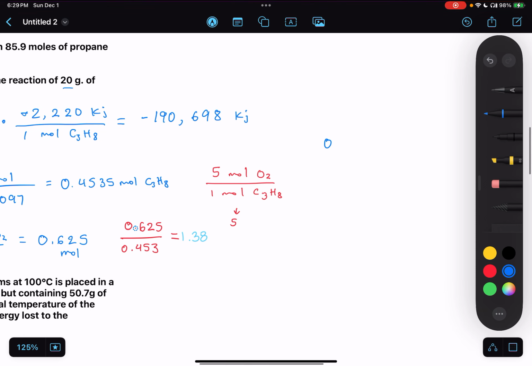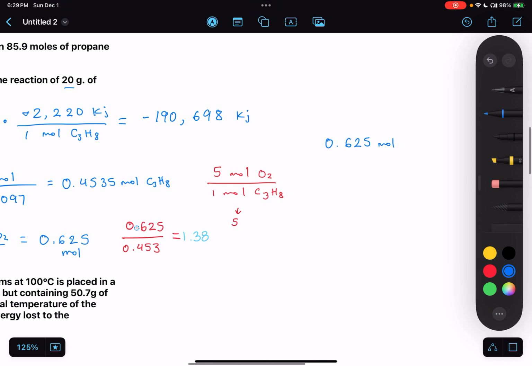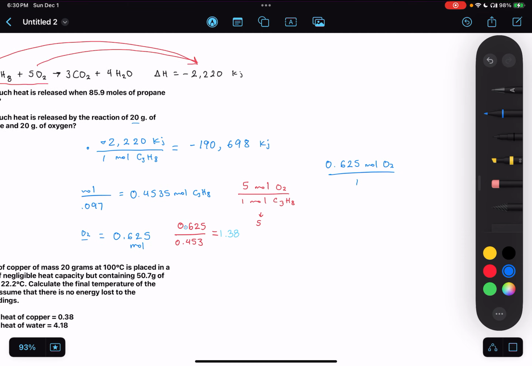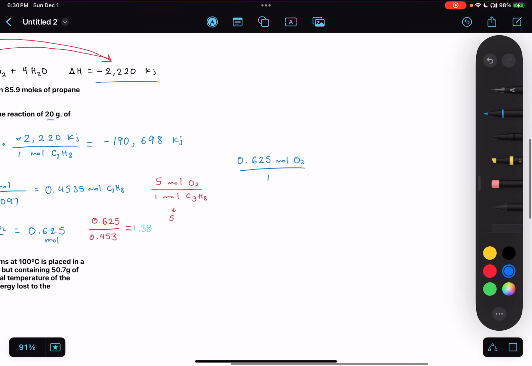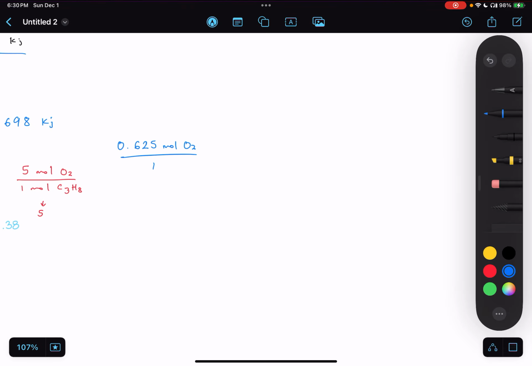Okay, 0.625 mole of oxygen times the ratio of moles and the kilojoules. So we got 5 moles of oxygen for every negative 2,220 kilojoules. So we got to multiply this times negative 2,220 kilojoules over 5 mole of oxygen.